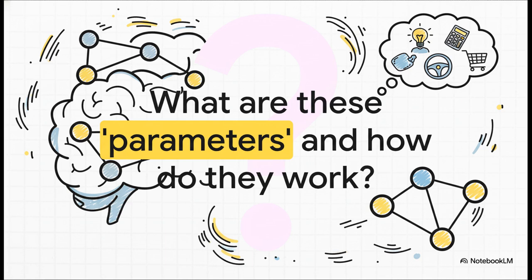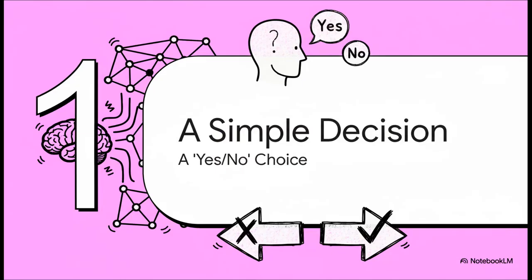You might think you need a degree in advanced mathematics to get it, but believe it or not, the core idea is so simple, you've already used it. To understand those billions of parameters, we're going to bring it all the way back down to earth. We're going to start with just a single, simple decision, a choice anyone can relate to.